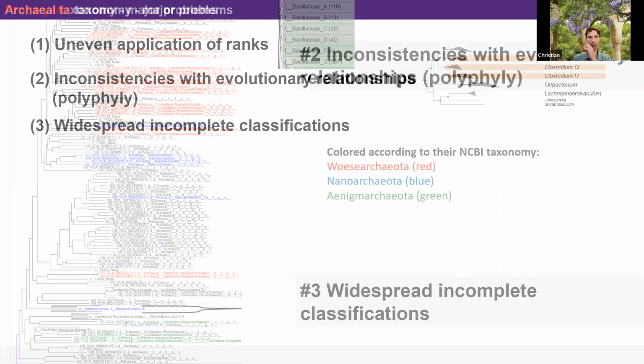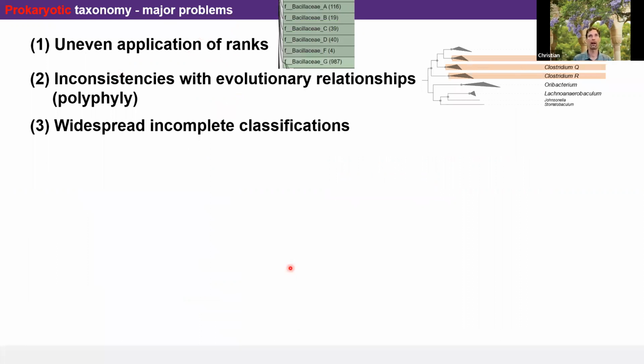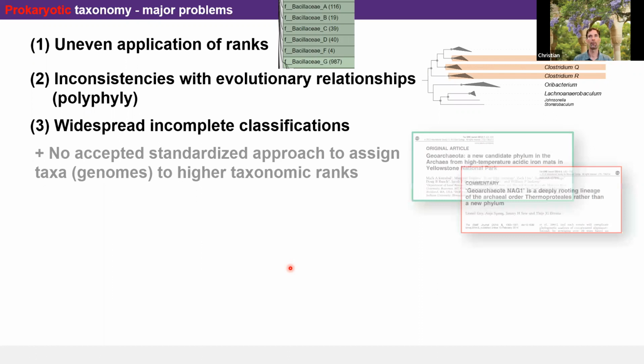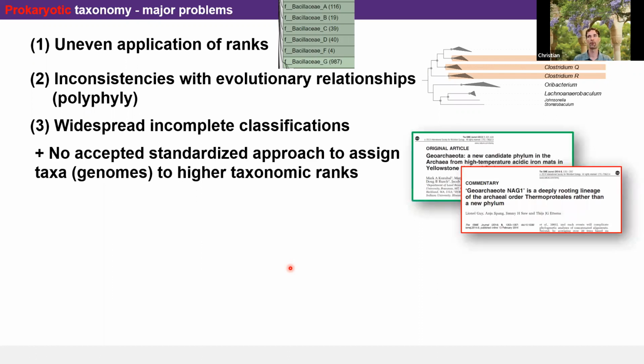Now, to sum it up, the 3 main problems: first, ranks are applied very unevenly, right? And I should say that example was archaea, but it also applies very well to bacteria. Second, we have polyphyletic groups. And third, we have widespread incomplete classification. And on top of that, as I mentioned at the beginning, we have no accepted standards to assign a taxon to higher taxonomic ranks, right?